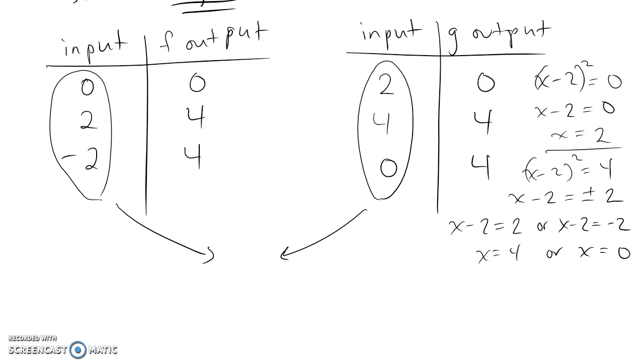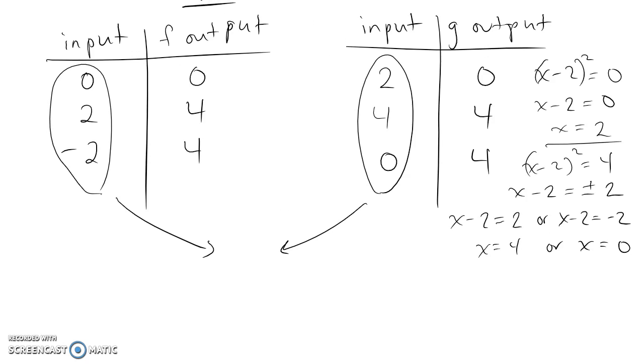And we're going to notice something. In each case, the input that gives a value for g is always 2 more than the input giving the same value in f. So for instance, to get a 0 in g, we have to put in 2. That 2 is 2 more than what we must put into f to get the same value, 0. To get g equals 4, we have to put in either 4 or 0 in g. And to get the same output in f, 4, we have to put in either a 2 or a negative 2.